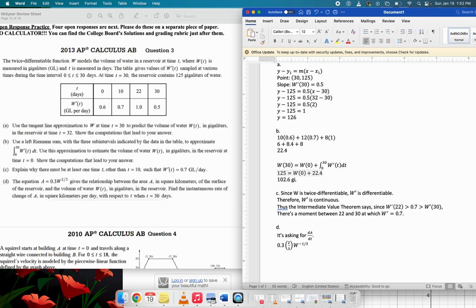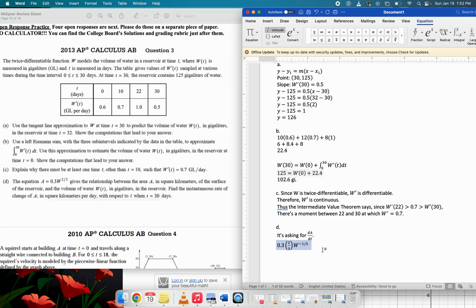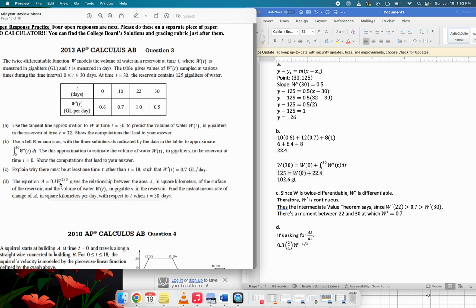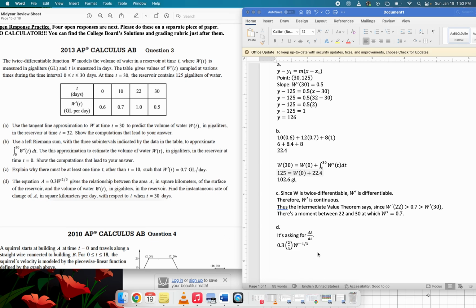But that's not really the whole story. That would be the derivative if W was a variable. Like, if they asked you for dA dW, treating W as the variable, that's what you would say. But they're looking for dA dt, okay? W, therefore, is not a variable, rather it's a function of t, which means when we take the derivative with respect to t, we have to use the chain rule.